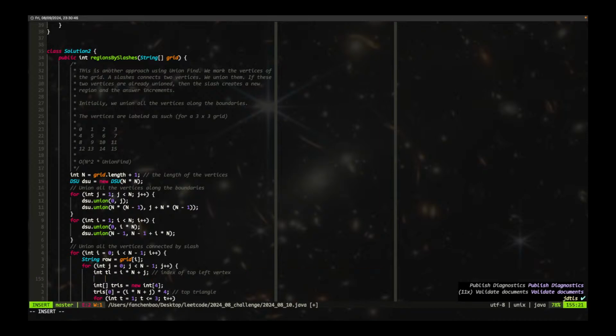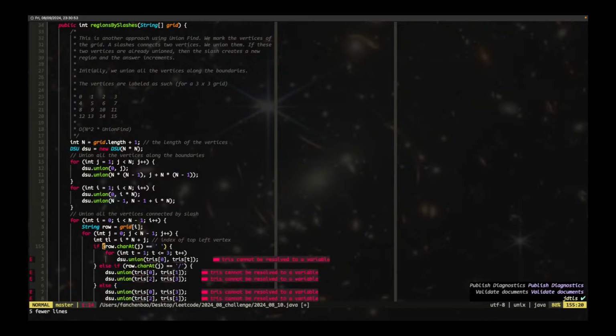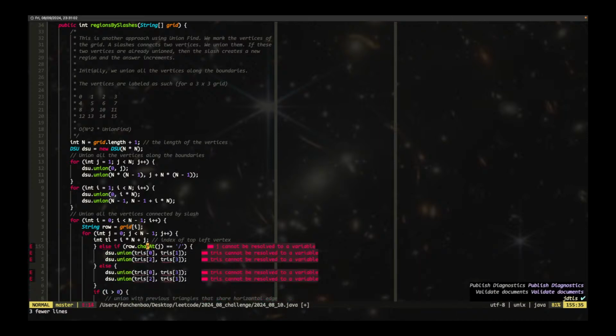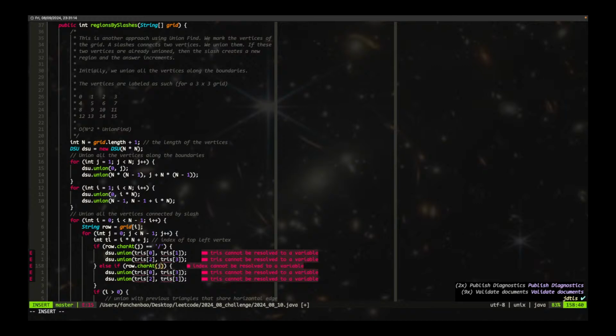Okay, then what we can do is we will delete all these. If it's equal to this, we actually don't even need to consider. So we don't even do this. So D2. And we say if, else if row dot chart j is equal to this.